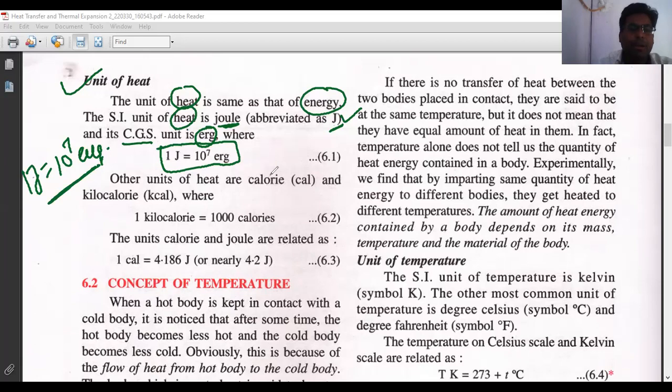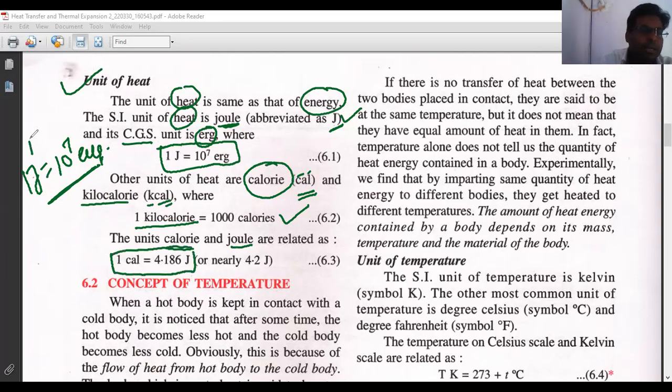Another unit of heat is the calorie, written in short form as cal, and the kilocalorie as kcal. 1 kilocalorie is equal to 1000 calorie, and calorie and joule are related as 1 calorie is equal to 4.186 joule. Remember this relation between joule and calorie. The SI unit is the joule; the unit of heat is the same as that of energy.